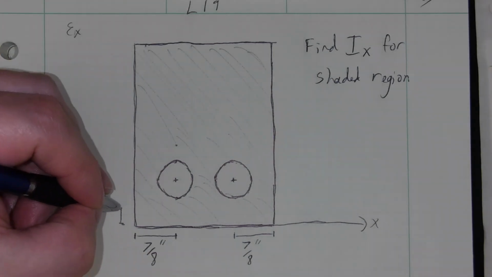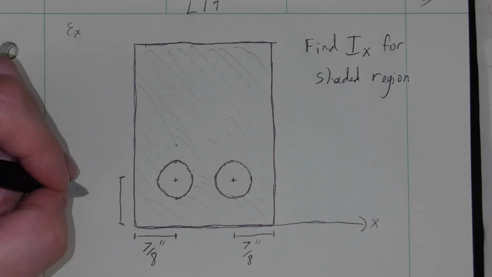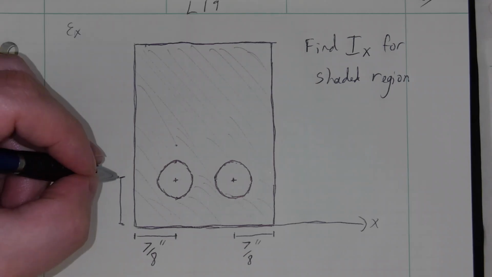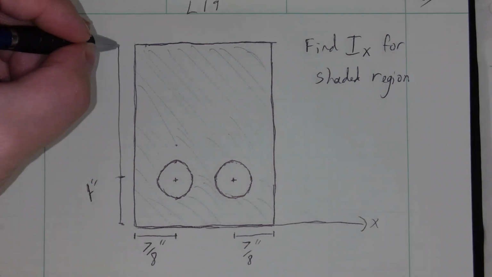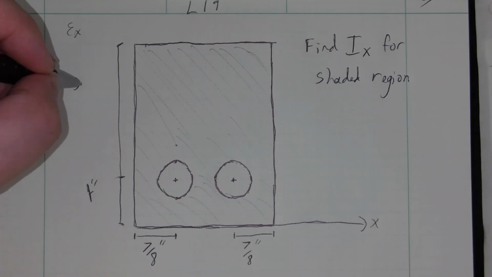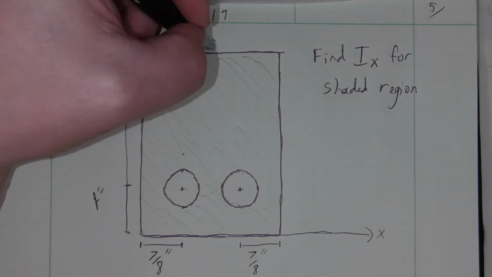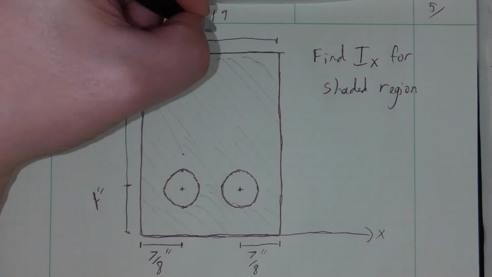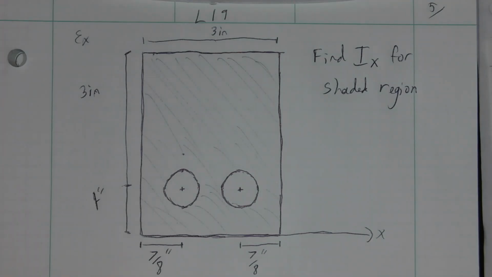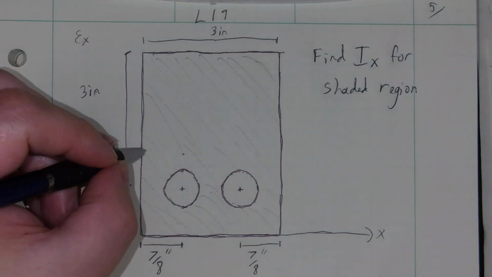This is 1 inch up from the bottom. That's 1 whole inch up from the bottom. And then it would be 3 inches more to get to the top. It's 4 inches tall, and this frame is 3 inches wide. That would be the shape. And these diameters, we would call them out like this.